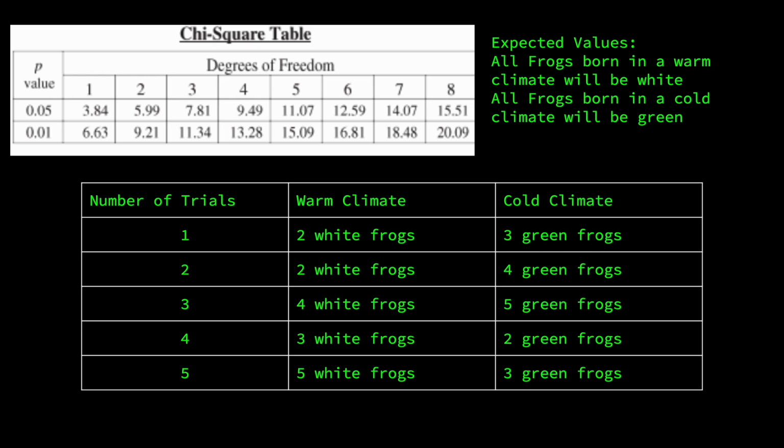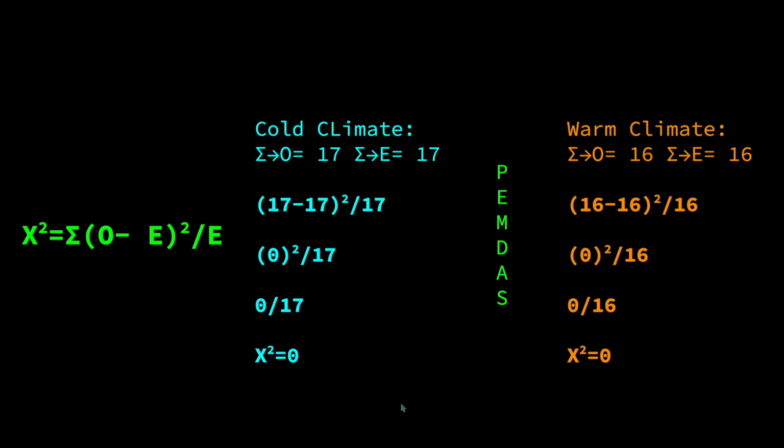While in the cold climate I only collected green frogs, trial 1 being 3 green frogs, trial 2 being 4 green frogs, trial 3 being 5 green frogs, trial 4 being 2 green frogs, and trial 5 being 3 green frogs. Now, getting into chi-square.